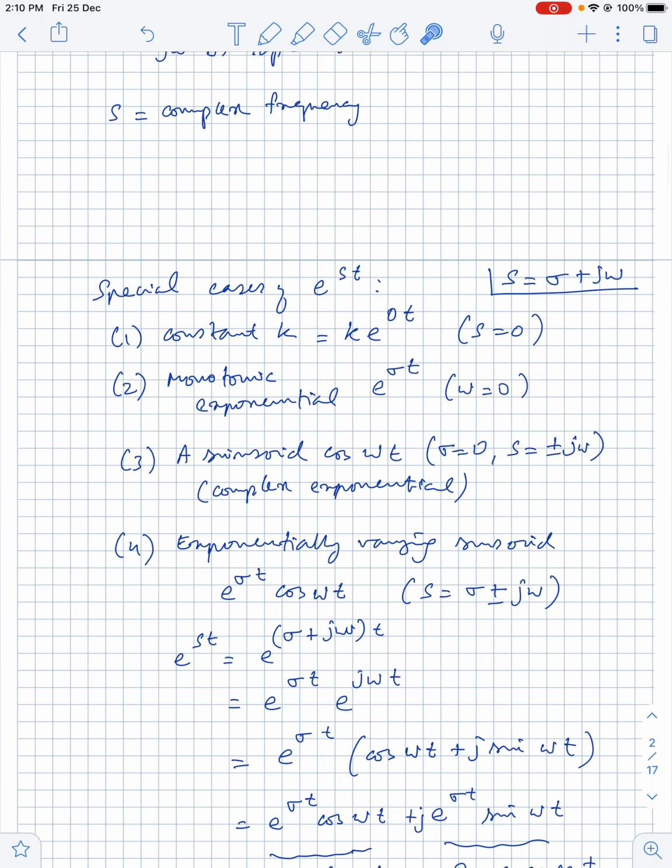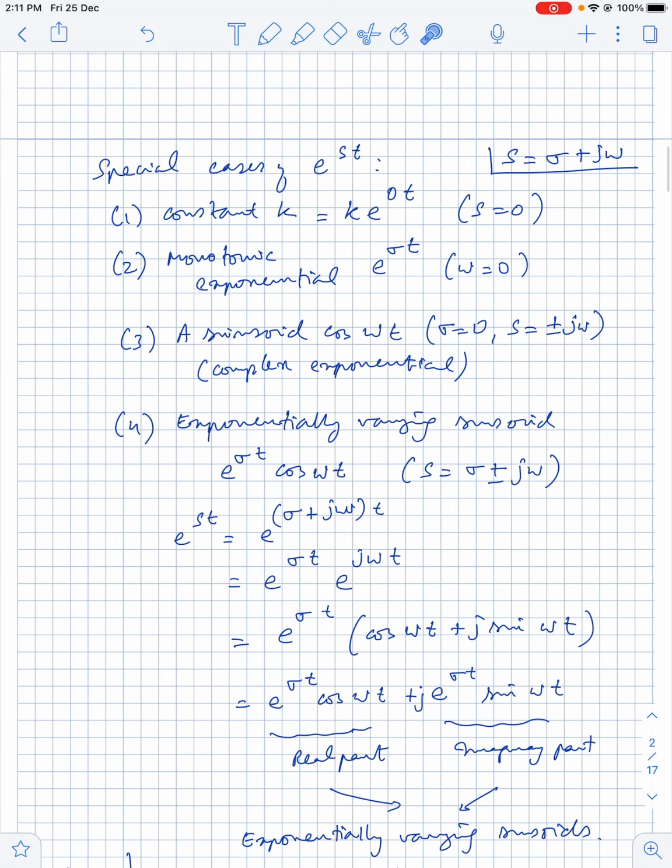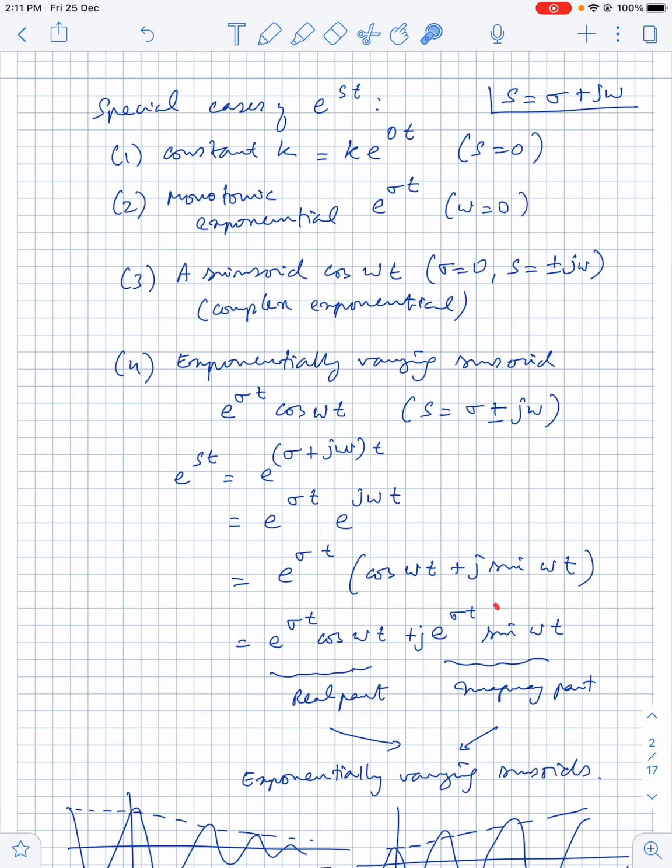Now you can also look at exponentially varying sinusoids, that is, when s takes the value sigma plus j omega, where sigma and j omega are both non-zero. The expansion, if you write it, e raised to st becomes e raised to sigma plus j omega t, and if you do some simple manipulation and substitute using Euler's formula, you essentially get e raised to sigma t cos omega t plus j e raised to sigma t sin omega t.